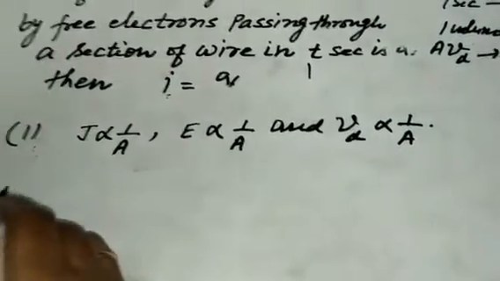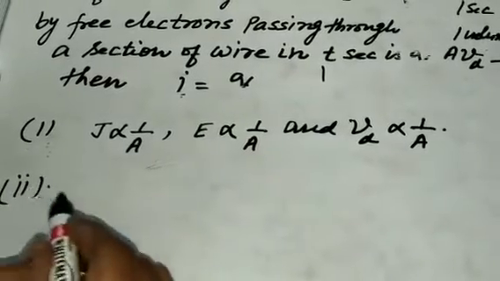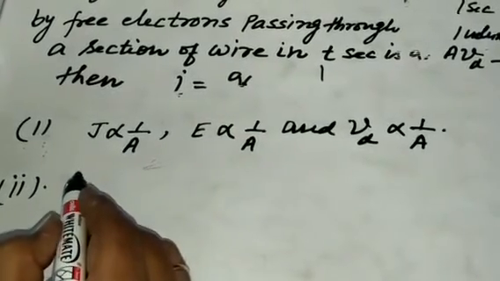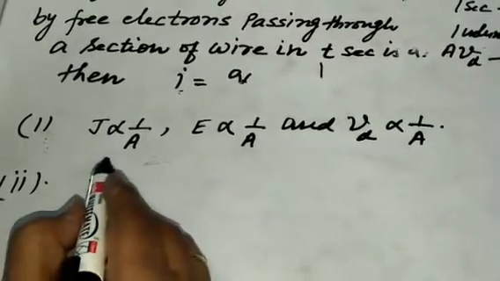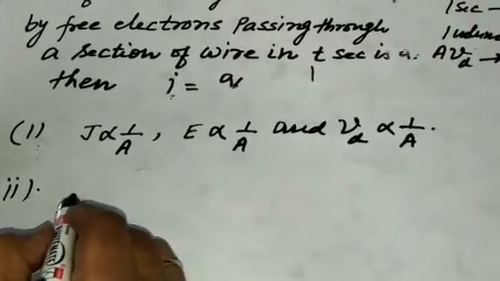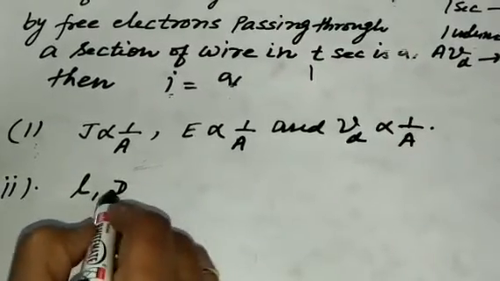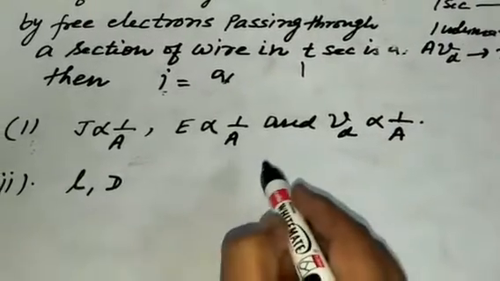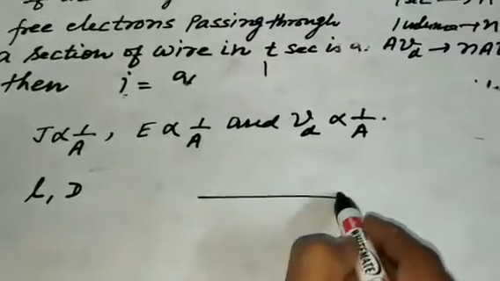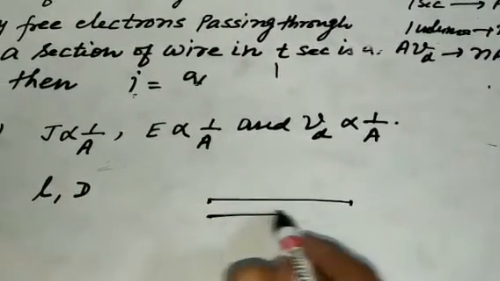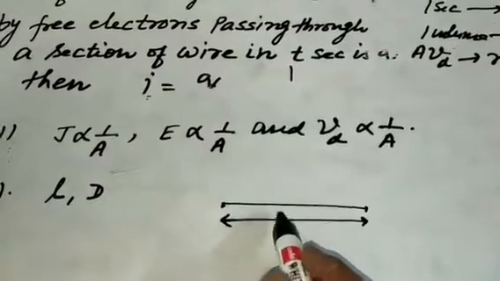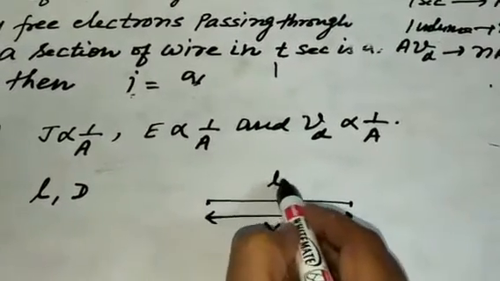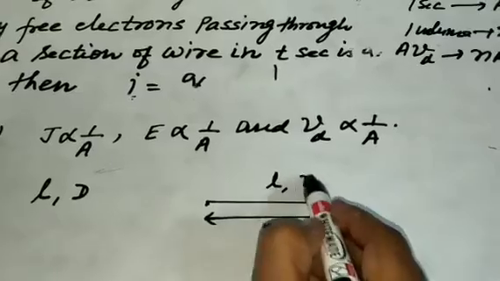And second point, if the voltage applied to the ends of a uniform wire of length L and diameter D, it means the wire is uniform and the potential difference applied across its ends is V. Length of this wire is L and the diameter of the wire is D.